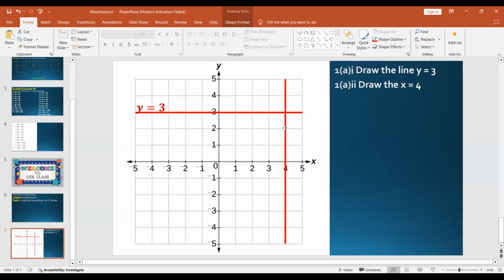Okay. So the line y is equal to 3 is a horizontal line that passes through 3, going from left to right. But the line x equals 4 is going to be a vertical line up and down that passes through 4 on the x-axis. All right, do you all understand the difference between x is equal to 4 and y is equal to 3? Yes, sir.